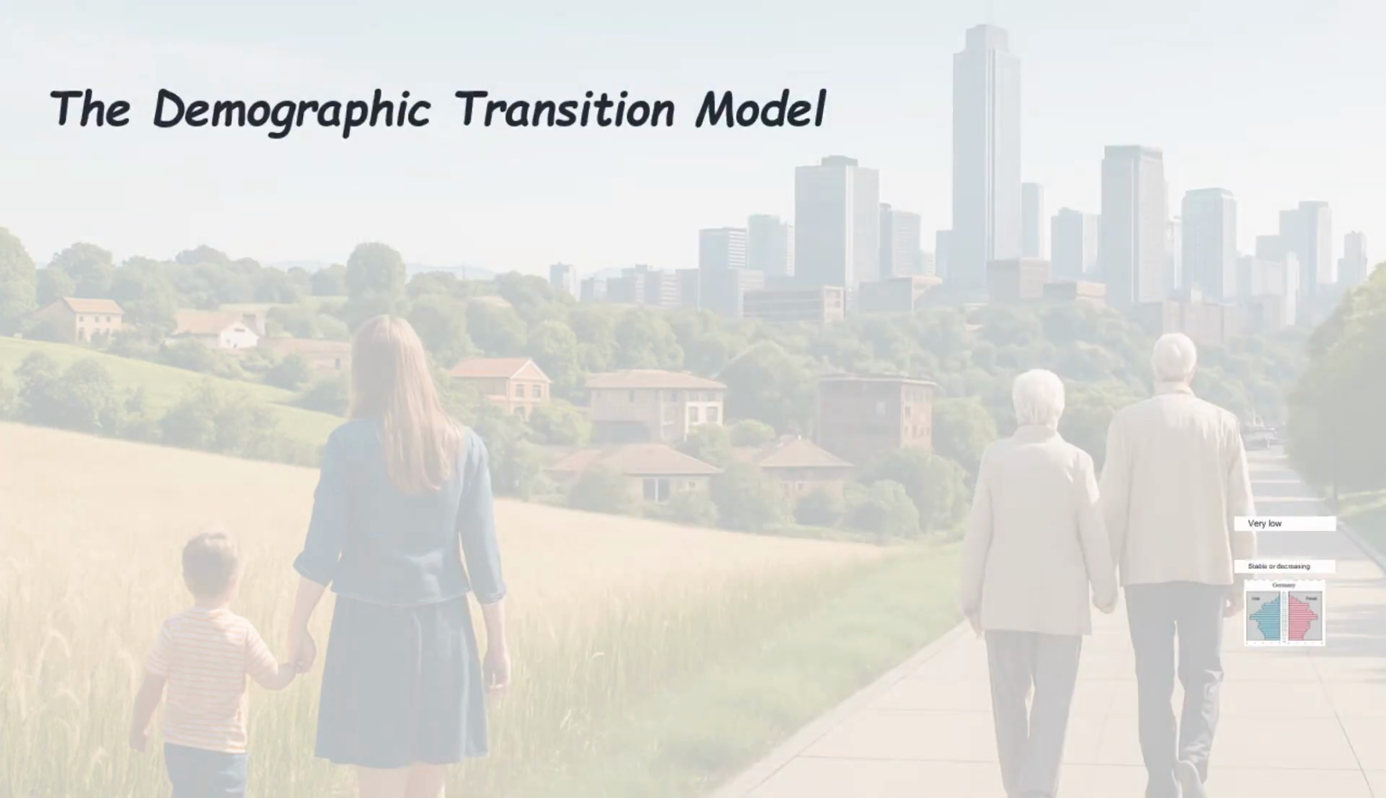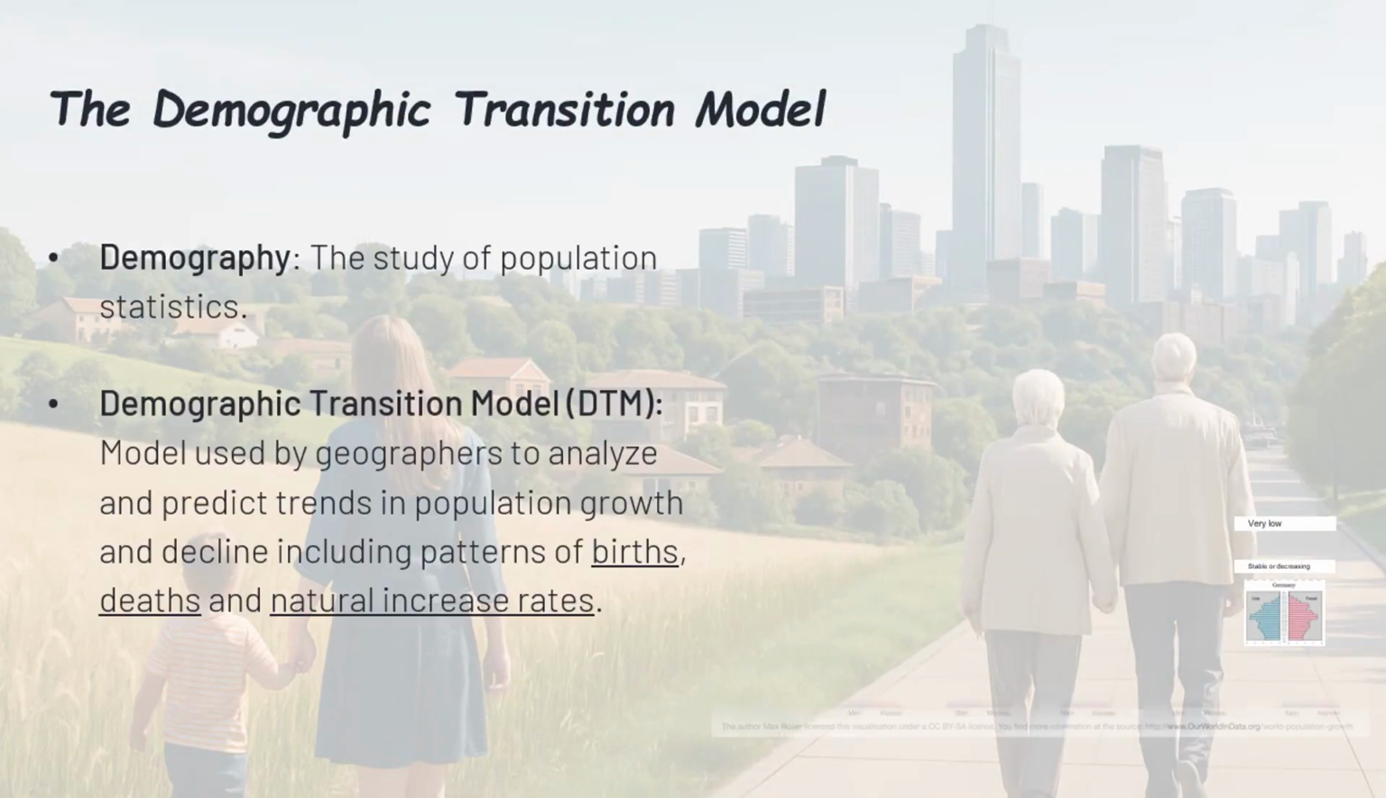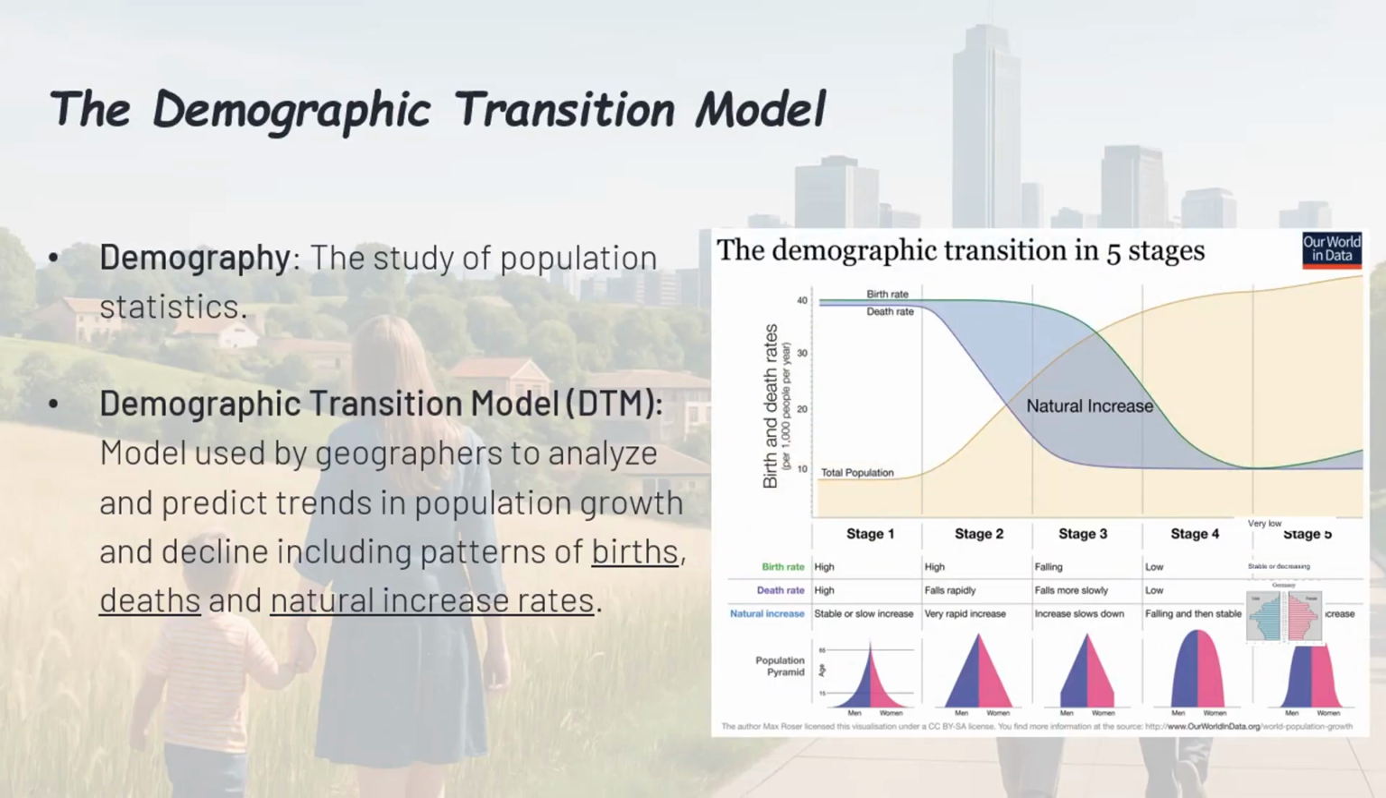Here's where the real journey begins: the demographic transition model, or DTM. At its core, demography is just the study of population statistics, things like births, deaths, and overall growth. The DTM takes those numbers and turns them into a model that shows how populations change over time. On the graph, you can see the 5 stages: birth rates, death rates, and natural increase, all shifting as societies move from pre-industrial to modern. Down below, those population pyramids give us a snapshot of what each stage looks like in real life.